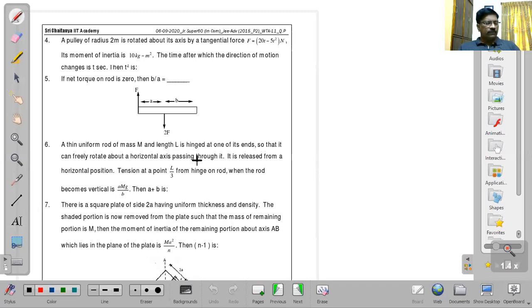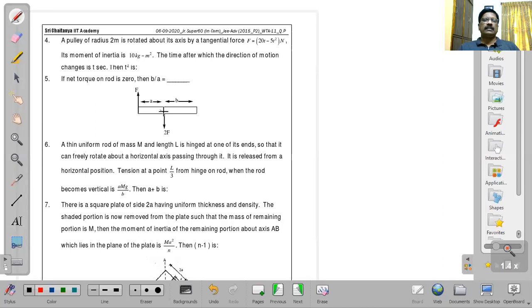Okay, next, fifth problem you asked. If net torque on the rod is 0, then what is the value of B by A? Definitely, here you see this length is equal to A, this length is equal to B. Suppose if the center of mass lies here, is it possible to be in equilibrium? Because net torque is 0 means, if the center of mass lies here, does the net torque become 0?